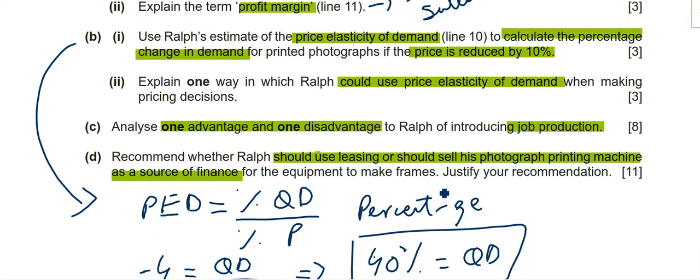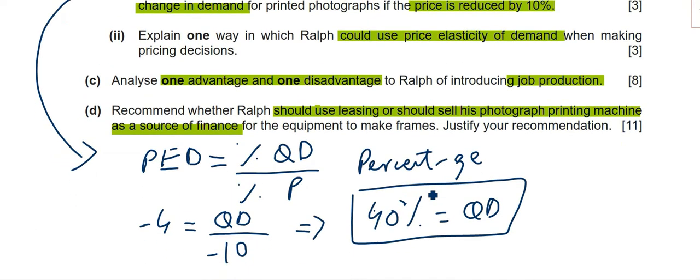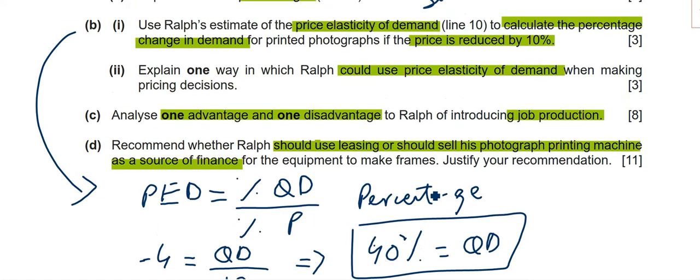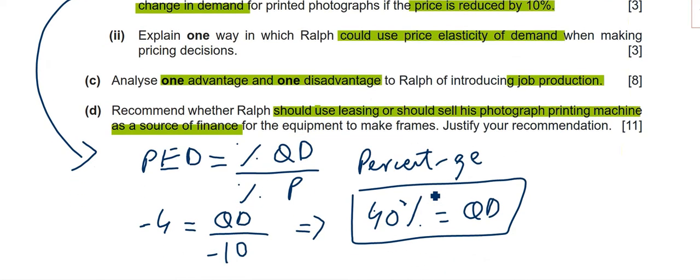So we can simply say that when the price is reduced by 10%, the quantity demand for SB's printed photographs is going to increase by 40%.